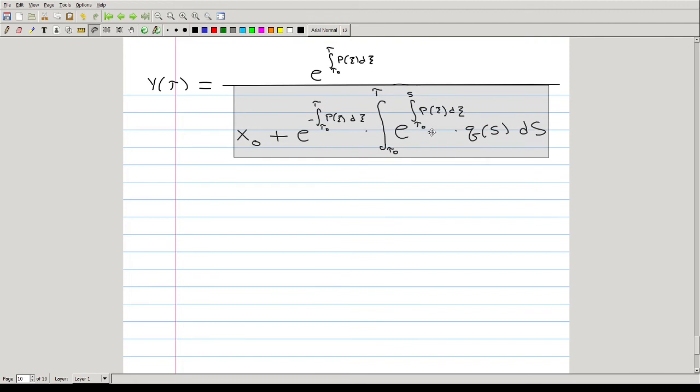And we also want to re-express x naught here as 1 over y naught, which we can simplify a little bit more by bringing the two terms in the denominator to a common denominator. So you'll have, this is going to be 1 plus y naught times this right here.